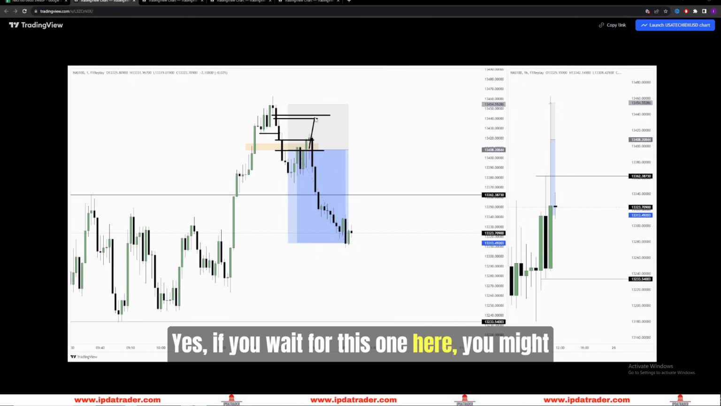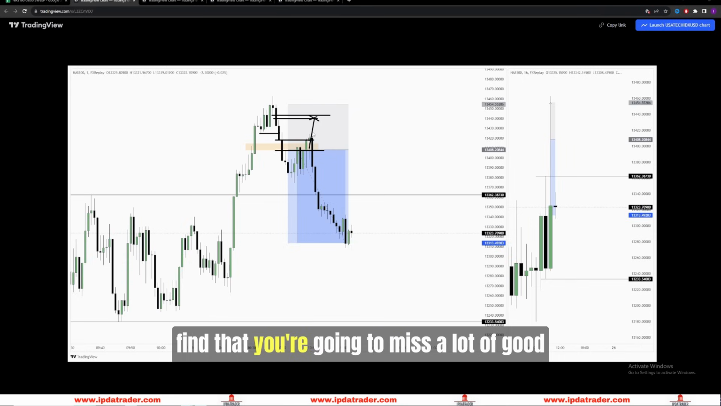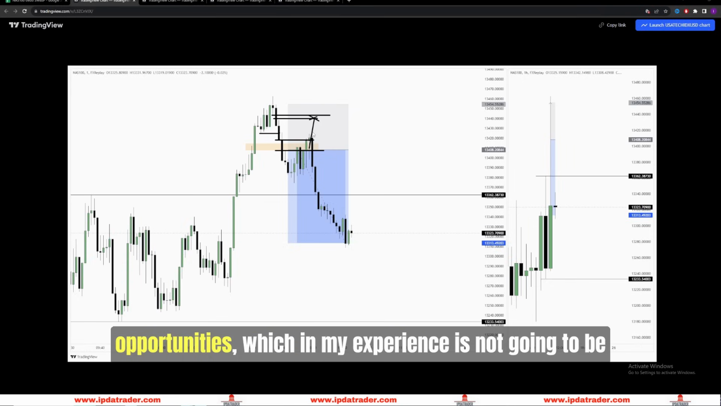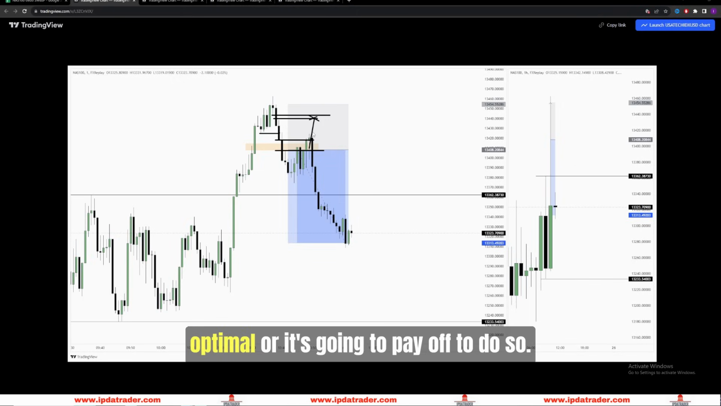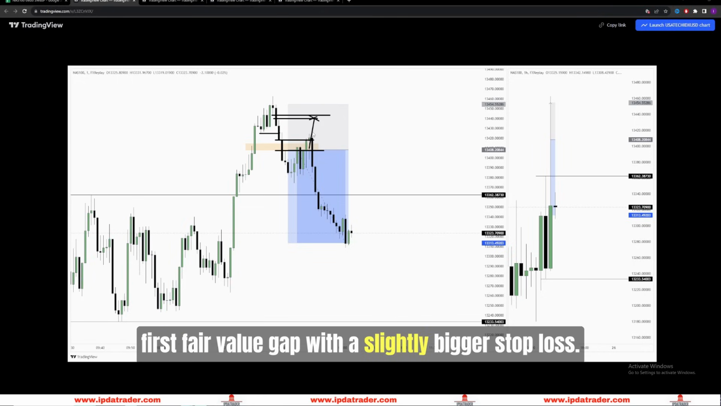Yes, if you wait for this one here, you might get higher risk to reward trades, but you're going to find that you're going to miss a lot of good opportunities, which in my experience is not going to be optimal or pay off. It's actually much more profitable if you just take the first fair value gap with a slightly bigger stop loss.